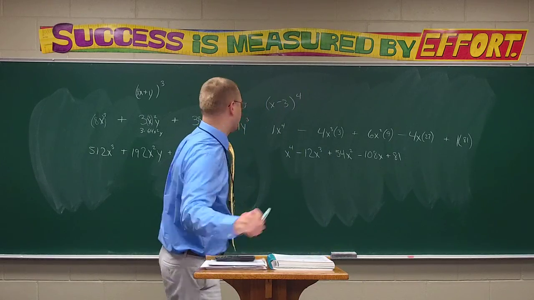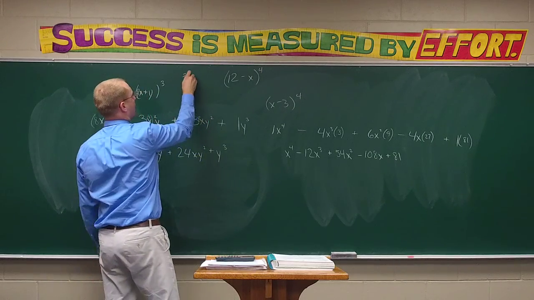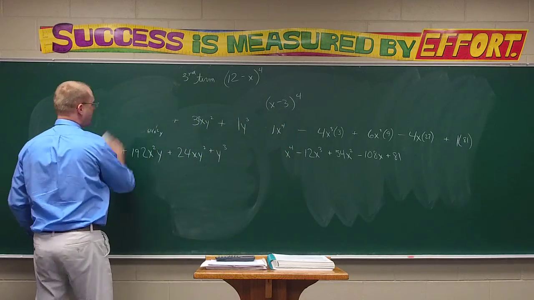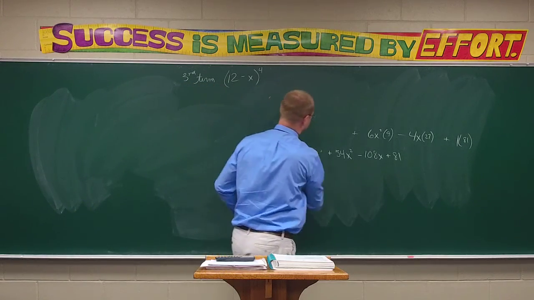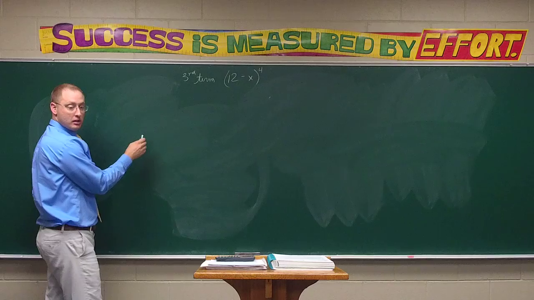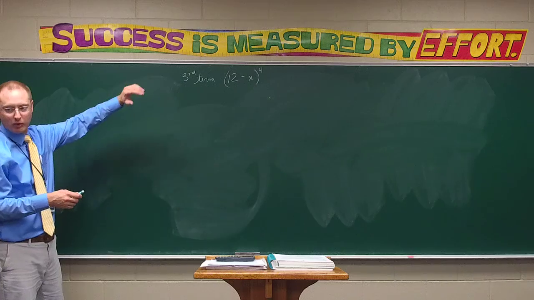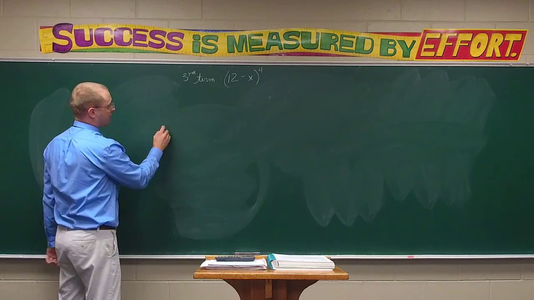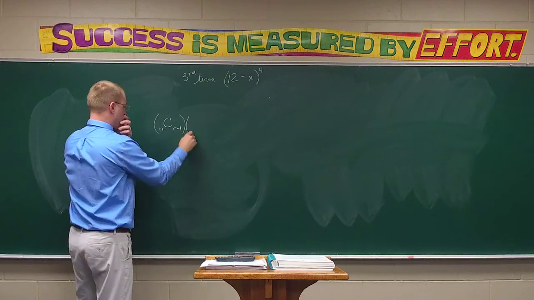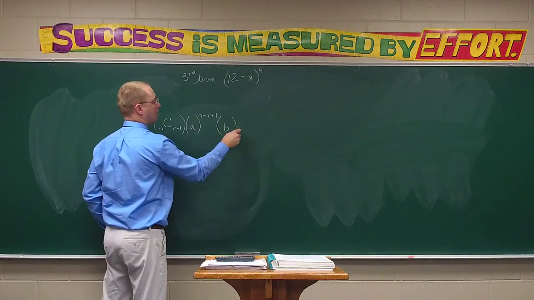Number 16. We got a 12 minus x to the 4th, and they want to know what is the 3rd term. Again, what is the formula that I need to find any number term of any binomial raised to any power? Audrey? The C, N, R minus 1, times A to the N minus R plus 1 and B to the R minus 1.